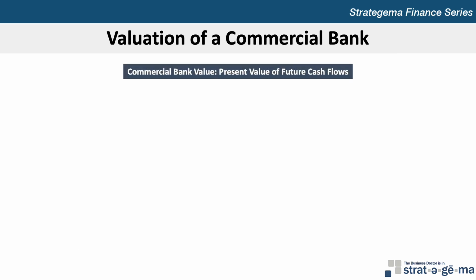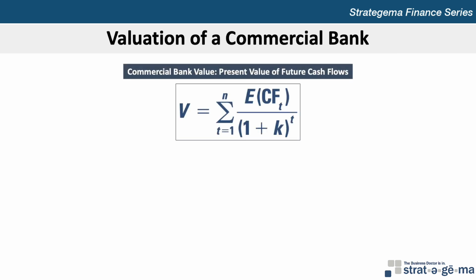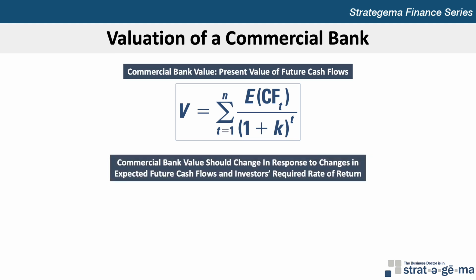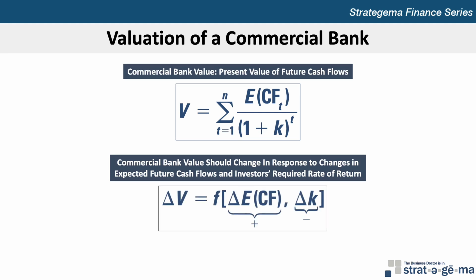The value of a bank is essentially the present value of its future cash flows as modeled here, where E(CF_t) represents the expected cash flow to be generated in a future period t and discounted at a rate of return required by investors in the commercial bank, k. As such, the value of a commercial bank should change in response to changes in its expected future cash flows and to changes in investors' required rate of return, as represented by this expression.